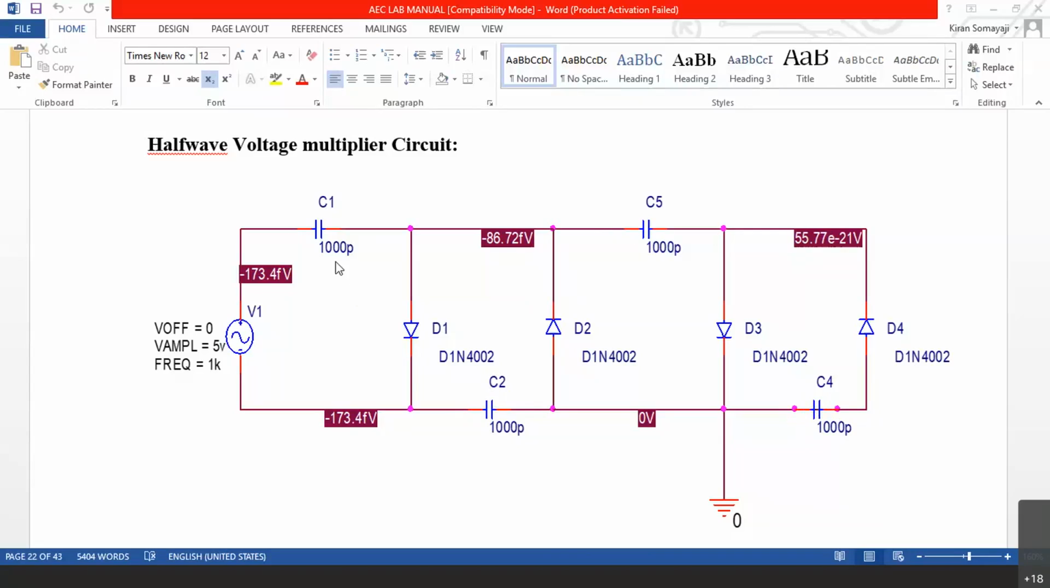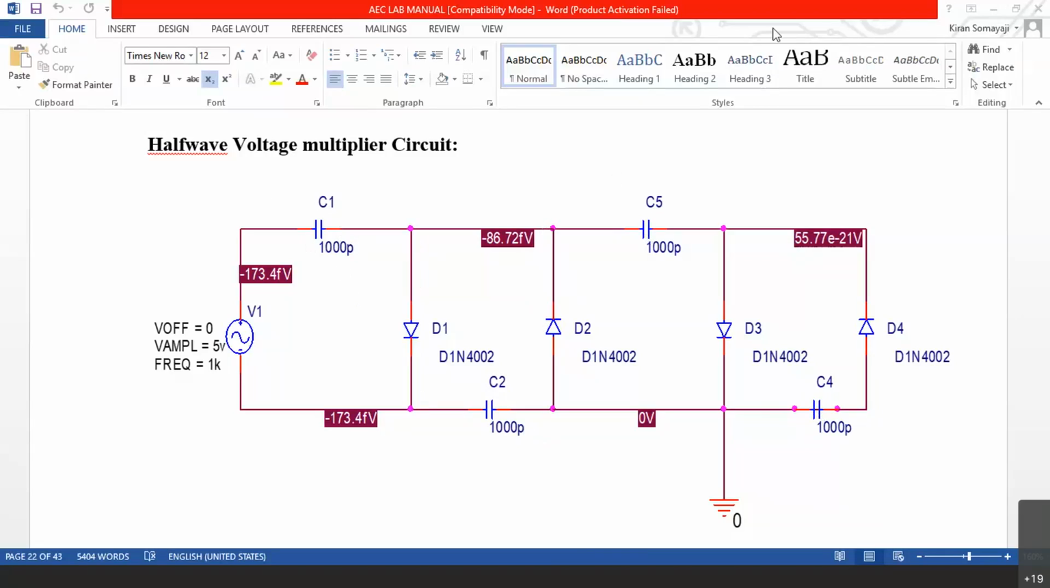Now, we are using a capacitor of 1000 picofarad. 1000 picofarad means it is 1 nanofarad. 1 nanofarad here, one more 1 nanofarad here, and again 1 nanofarad here and here. Now, this is a half-wave voltage multiplier. You can see there is a single diode here, one more single diode here this way.